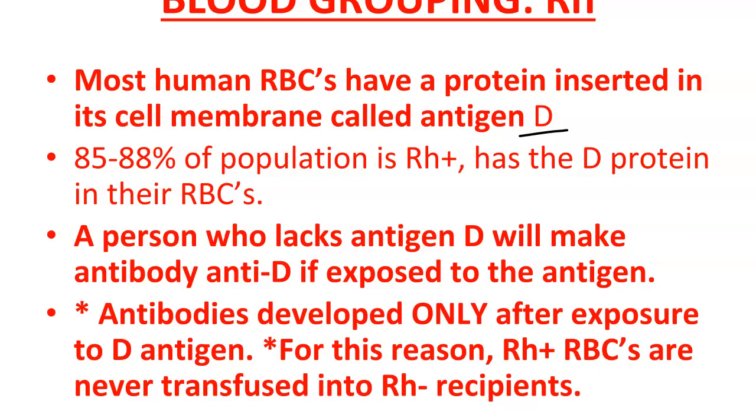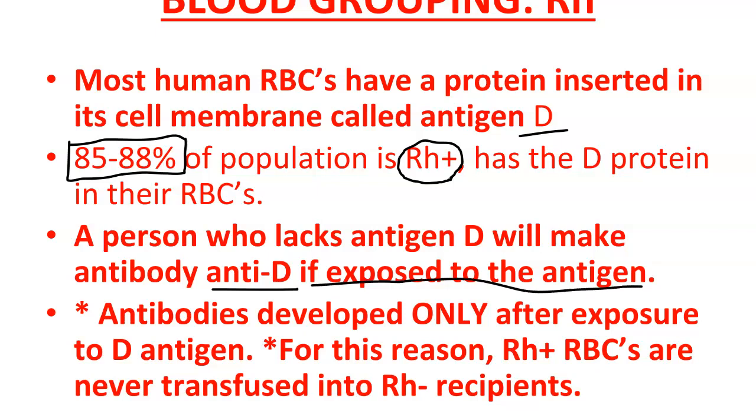Notice that a large percentage of the population carries this protein in their red blood cells, 85 to 88%. So most of the population will have the D protein and they will be classified as Rh positive. A person who lacks antigen D are called Rh negative, and these individuals will make an antibody against the D protein if exposed to the antigen.